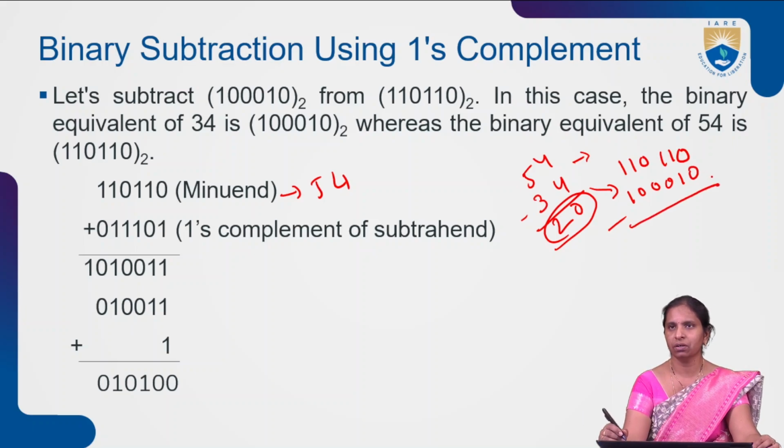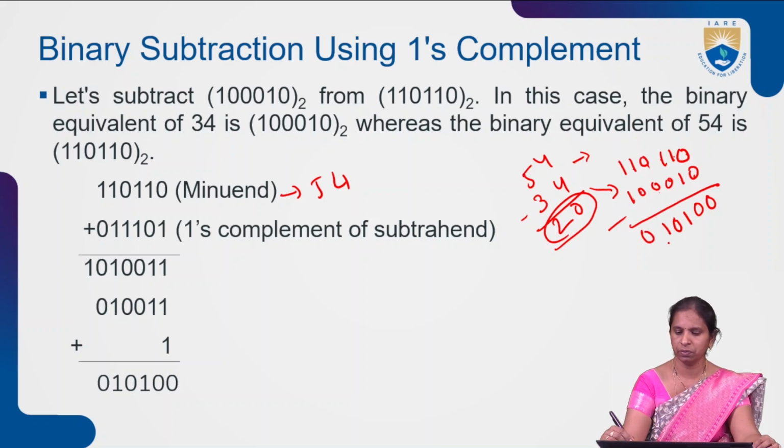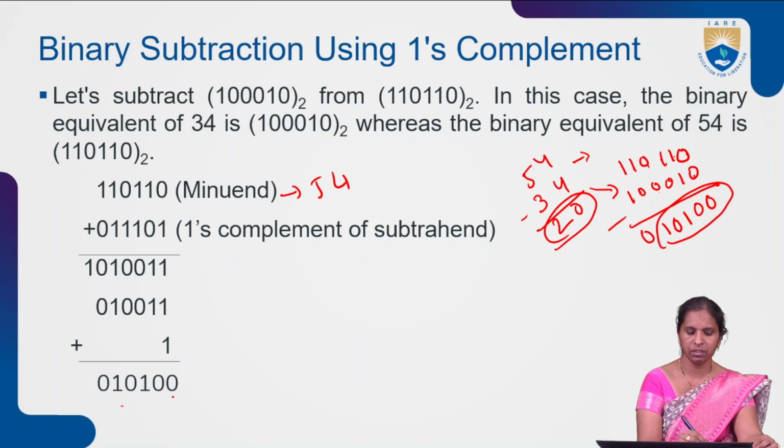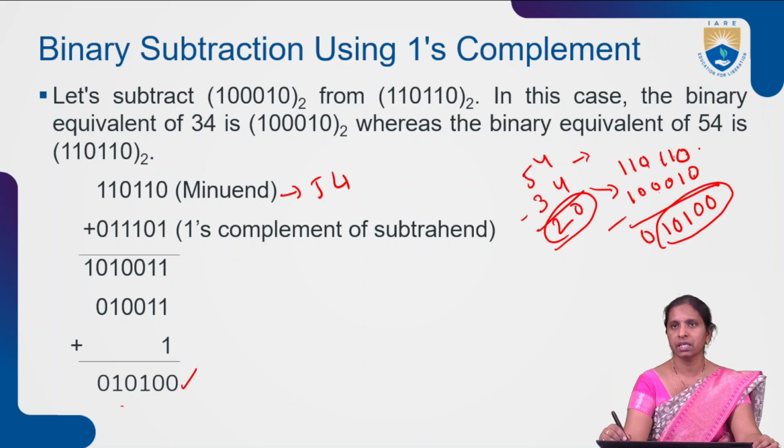Now, if you don't use the complement method, then how do you subtract here? 0 minus 0 equals 0. Then 1 minus 1 equals 0. Then 1 minus 0 equals 1. And 0 minus 0 equals 0. And 1 minus 0 equals 1. Then 1 minus 1 equals 0. Therefore, what is the answer here? 10100. But the same subtraction, if you want to perform using the 1's complement, then how do you perform?